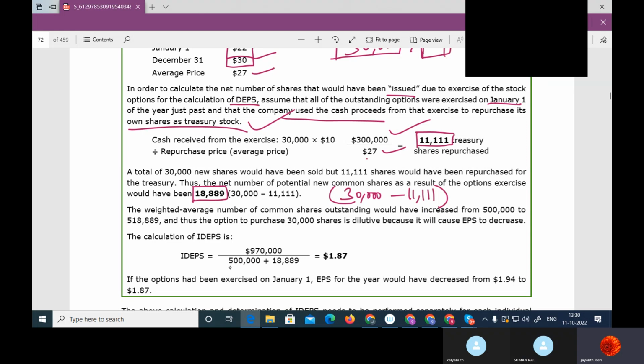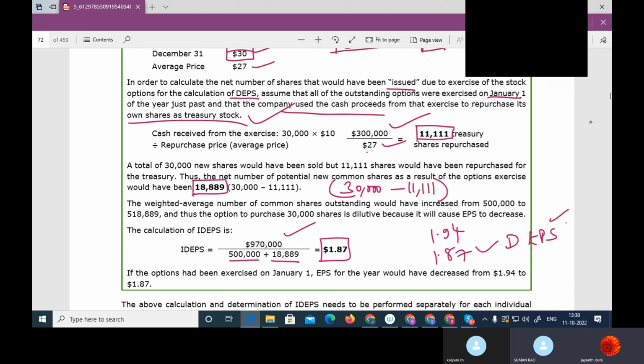Now you already had this many shares outstanding, and now this many additional shares have been added. And this is your income available to common shareholders. So what is your EPS? 1.87. The previous EPS was 1.94. Right now it's 1.87. It is a lesser EPS, diluted. That's it. Okay, just calculate. We'll move forward.